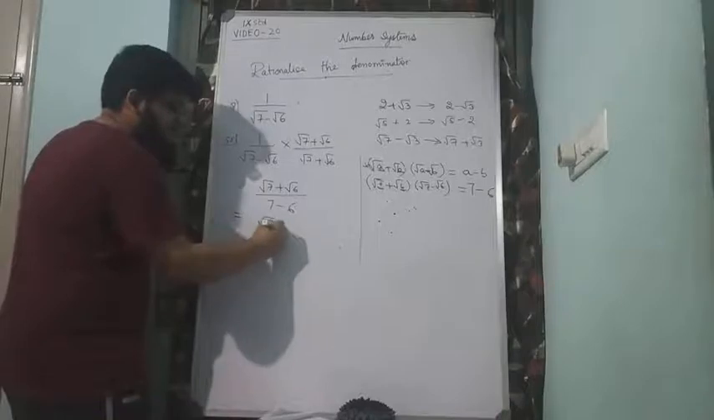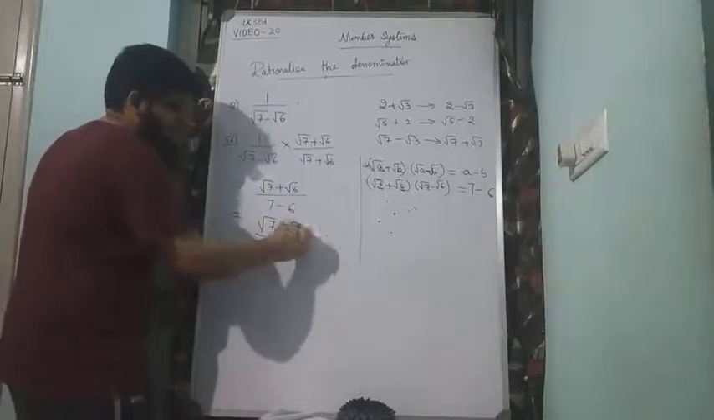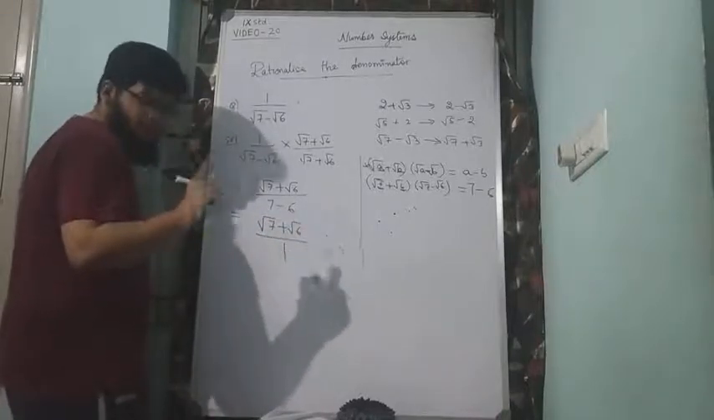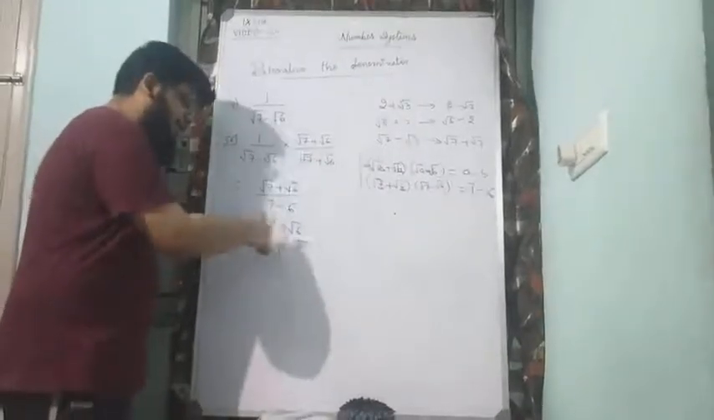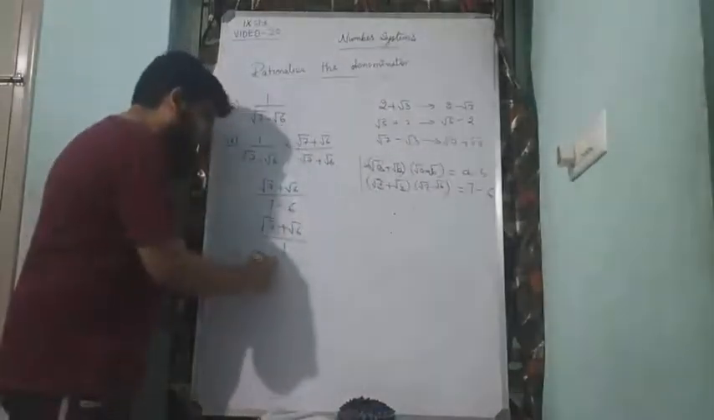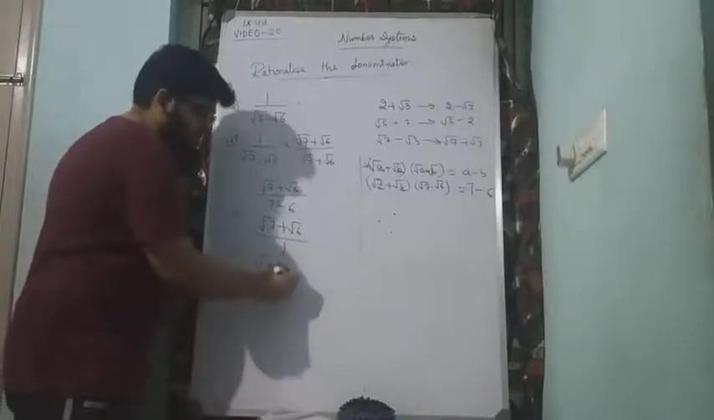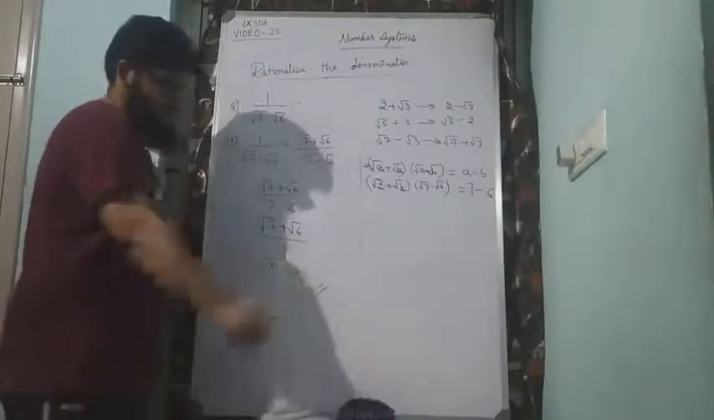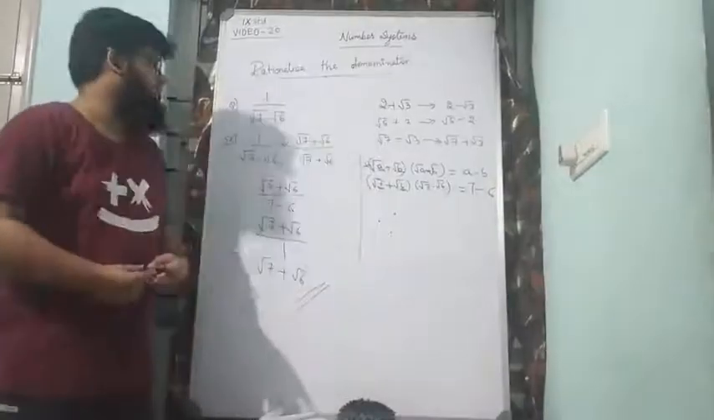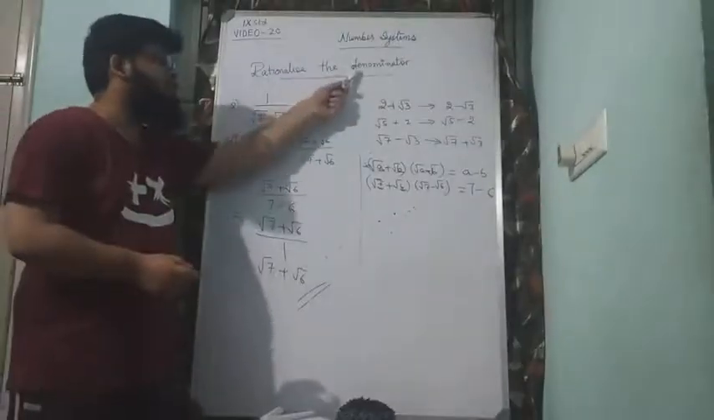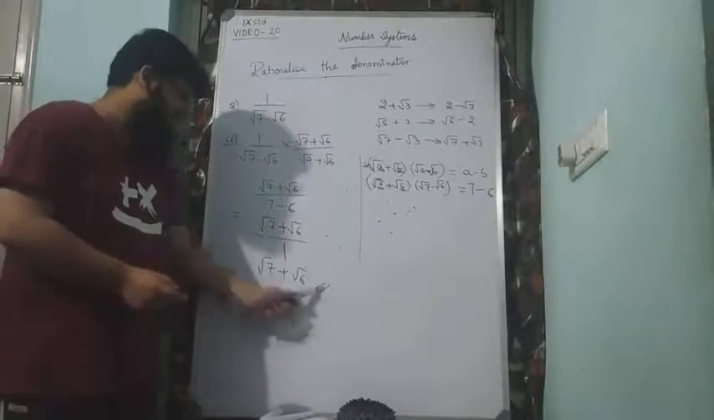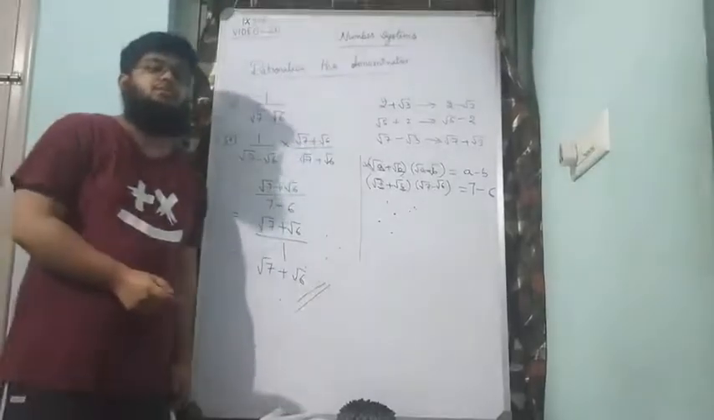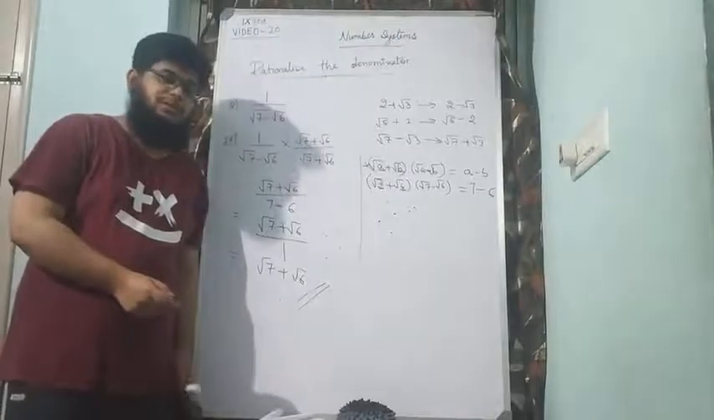Last step, root 7 plus root 6 divided by 7 minus 6 is 1. And whenever you have the denominator as 1, there is no need to write it. You can write only the numerator part, and so the final answer is going to be root 7 plus root 6. So this is going to be your answer. So when we rationalize the denominator of 1 by root 7 minus root 6, the answer that we get is root 7 plus root 6. I hope you have understood this.